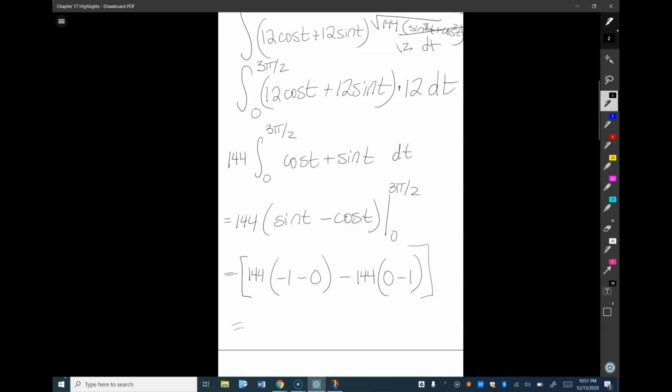That's negative 1 times 144 is negative 144. And then over here I've got 0 minus 1, which is negative 1. So I'm going to have a double negative here. It's going to turn into plus 144, and we get an answer of 0. Seems like an awful lot of work there to just get all the way down to an answer of 0, but that's correct.